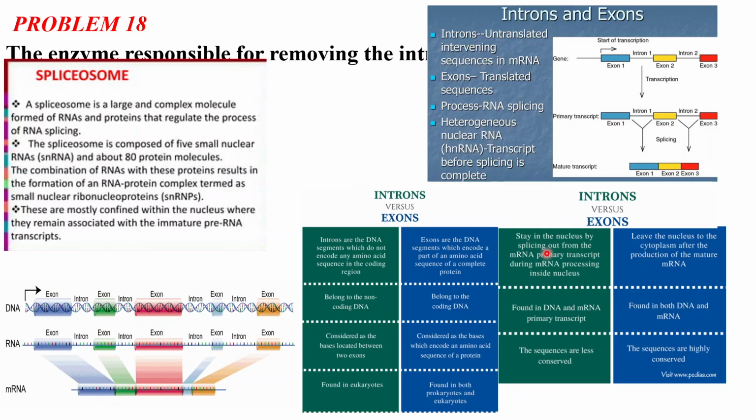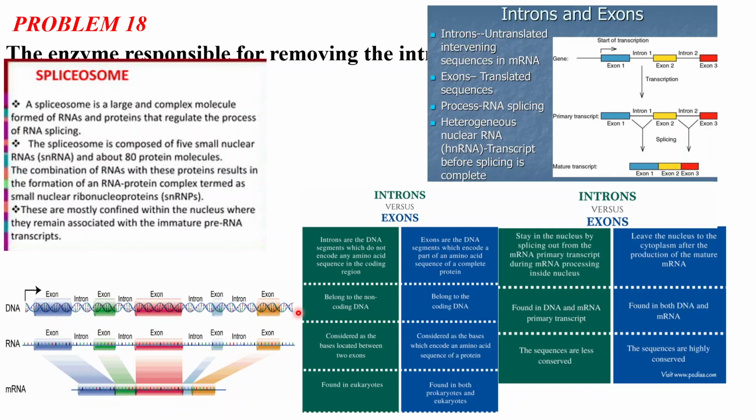Introns stay in the nucleus by splicing out from the mRNA primary transcript during the mRNA processing inside the nucleus. Exons leave the nucleus to the cytoplasm where production of the mature mRNA happens. Introns are found in DNA and mRNA primary transcript and the sequences are less conserved, whereas exons are found in both DNA and mRNA and the sequences are highly conserved.